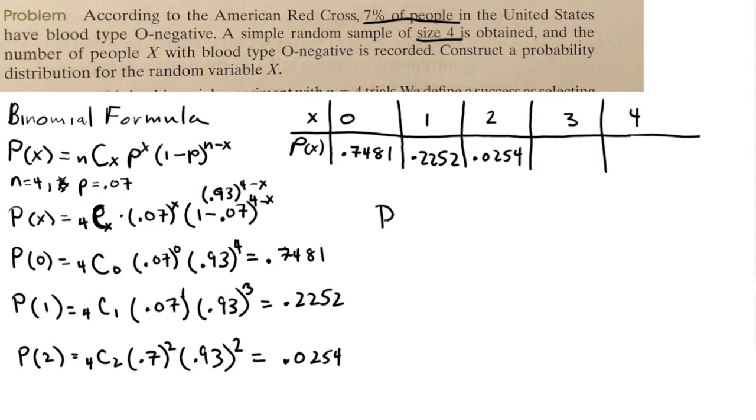Alright, P of 3. Alright, so we get 4C3, and then 0.07 to the 3, 0.93 to the 4 minus 3, and that ends up being 0.0012.